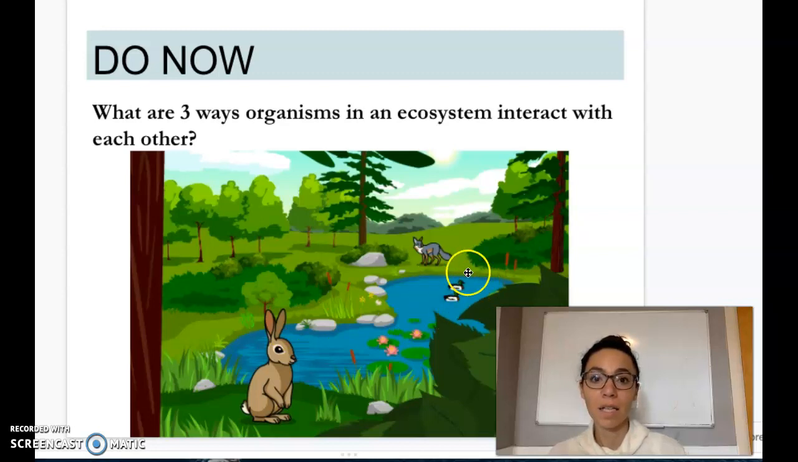Maybe the ducks in the pond make a nest in the bushes. So they use the plants, the organisms, for a home. Okay, so there are all different ways that organisms can interact, and that's what we're going to look at today.